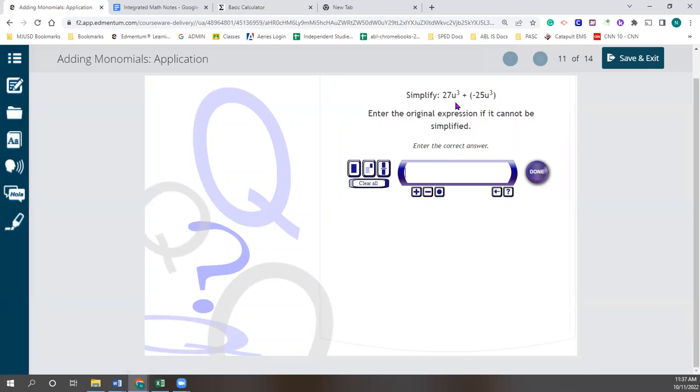Simplify 27u^3 plus negative 25u^3. u^3 and u^3 are similar. They're the same type of term. Let me back up. 27u^3 plus negative 25u^3. So 27 minus 25 is 2u, and then exponent cubed, or to the third power. Nice, got it right that time.